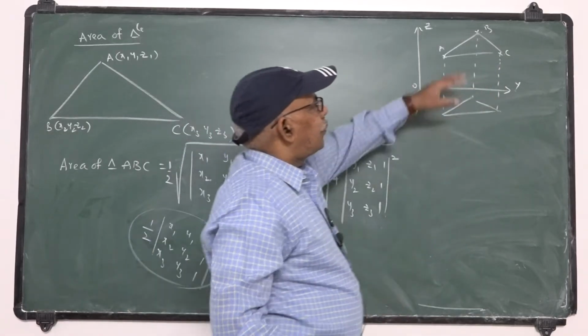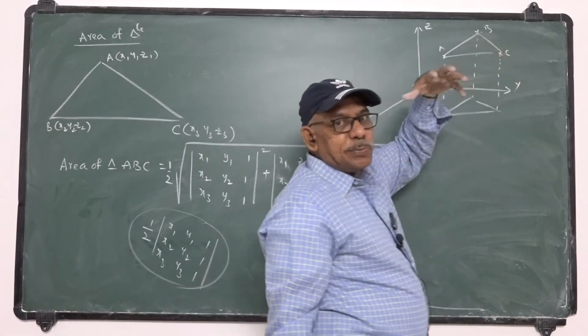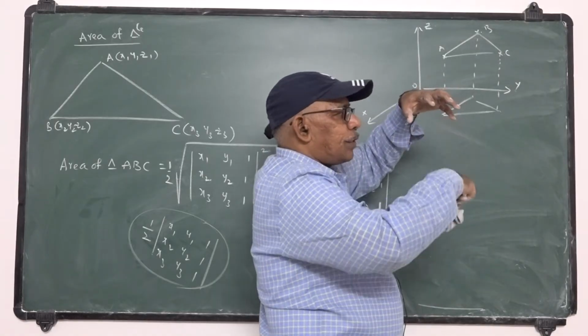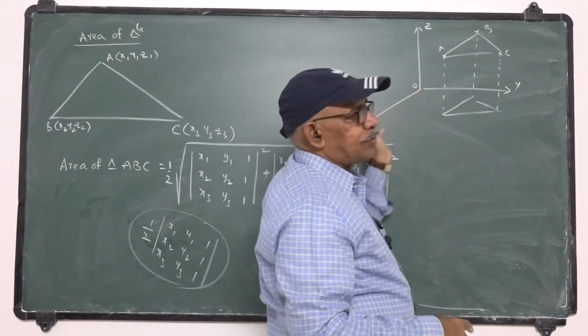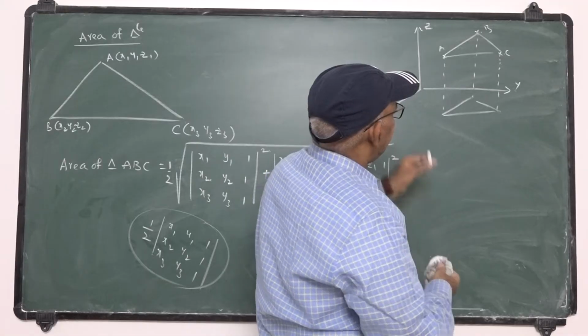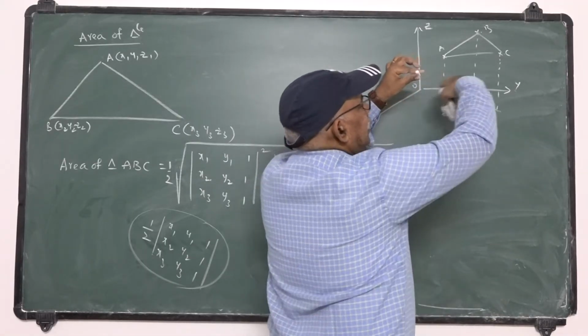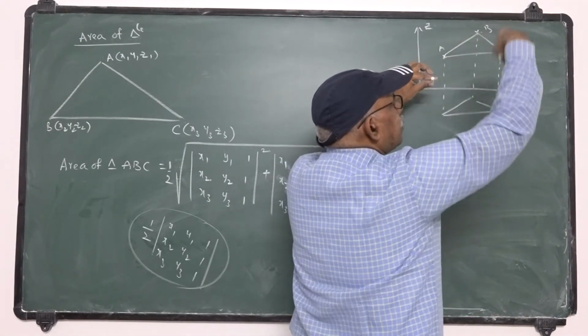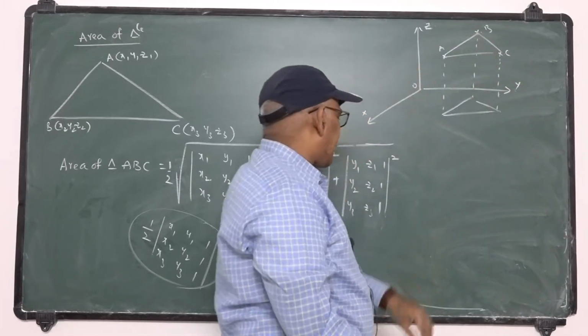The projection of triangle ABC. Here A, B, C are in space. The projections of ABC are considered in the XY plane. Here the x-axis is like this, and this is our XY plane. You are taking projections. Projections means feet of the perpendiculars.